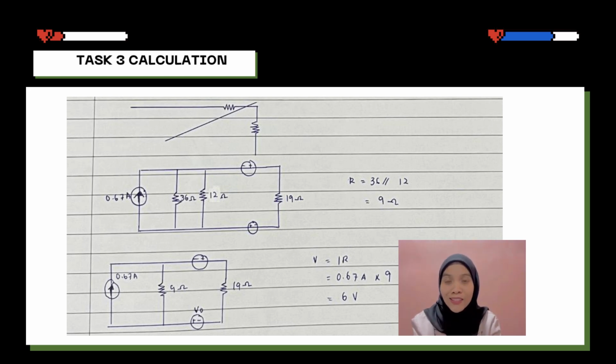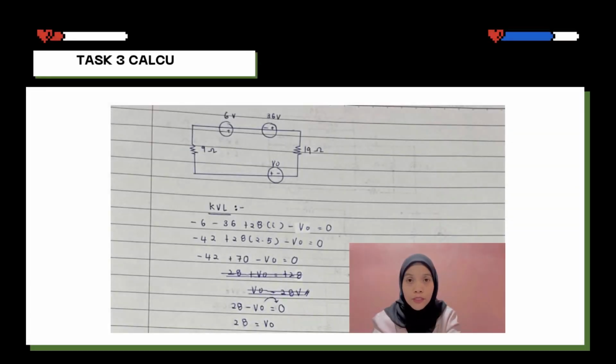Next, we redraw the circuit again because we need to see what we have done and undone with the calculation. So for the calculation in this circuit, V equal to IR for the formula. I is 0.67 ampere, and R is 9. So 0.67 ampere multiplied by 9, and we got 6 volt for this calculation. Let's redraw the circuit. We can see it's simpler than the question.